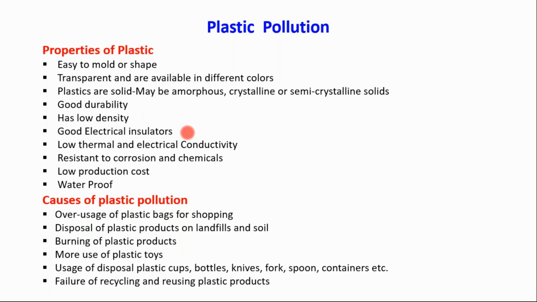Then good electrical insulators; for electrical insulation purposes also plastics are used. Then low thermal and electrical conductivity. So thermal conductivity as well as electrical conductivity is lower as compared to metal, because these plastic materials and plastic uses can be compared with metal only. So nowadays these metal parts are replaced by plastic parts.